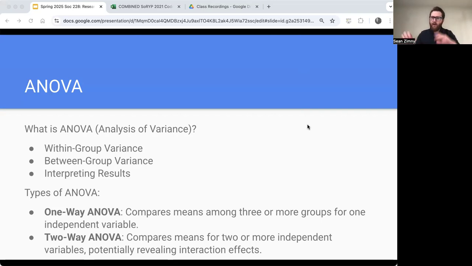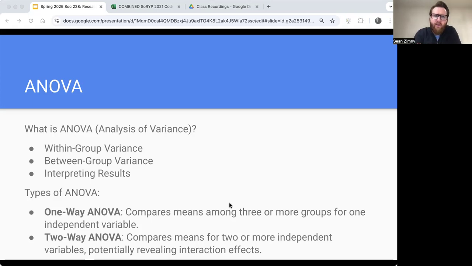So if we're looking at means, right, the means of one variable versus another, or groups of variables, which data points are more closely together? Which data have less variance compared to more variance? A couple of key concepts here are within group variance, between group variance, and interpreting results, the things that I want to talk about.